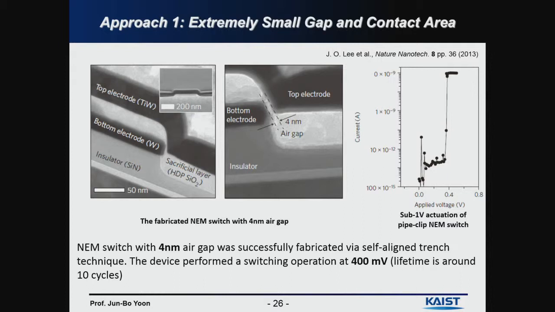A 4 nanometer air gap was achieved. By using this tiny gap, we achieved 400 millivolts. This is the world's smallest actuation voltage in an electrostatic NEM switch. But the lifetime is still around 10 cycles.